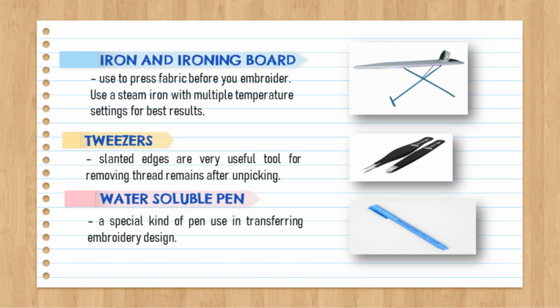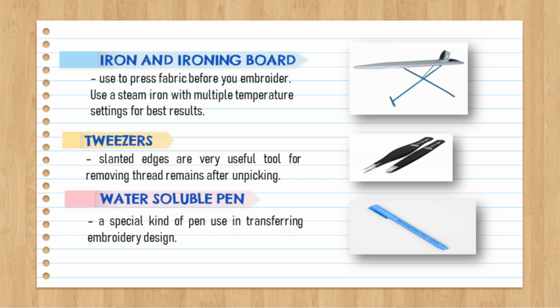16. Iron and ironing board, used to press fabric before you embroider. Use a steam iron with multiple temperature settings for best results. 17. Tweezers. Slanted edges are a very useful tool for removing thread remains after unpicking.